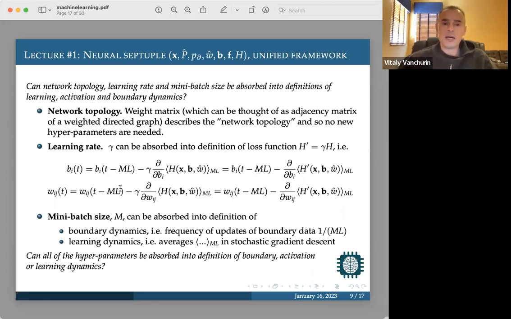and boundary. So the first point: network topology is important, if not the most important thing in neural networks. Yet, with our definition of this neural set tuple, W is just a weight matrix. Yes, some of its elements can be zero, some can be dynamical, others not, but at the end of the day, it's just a matrix. And so you can always observe it there.